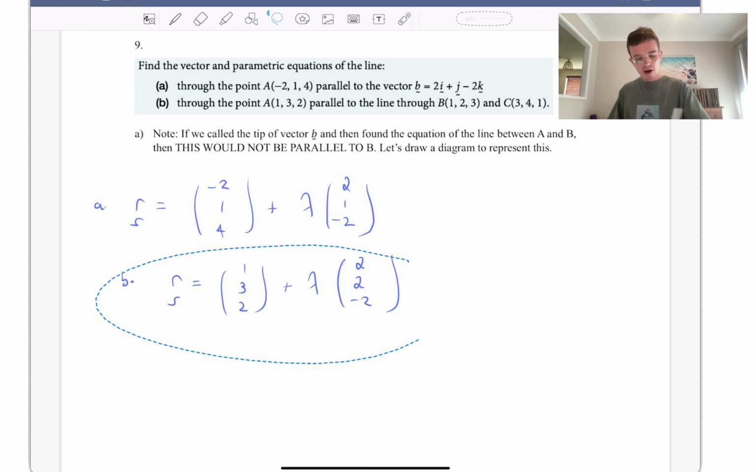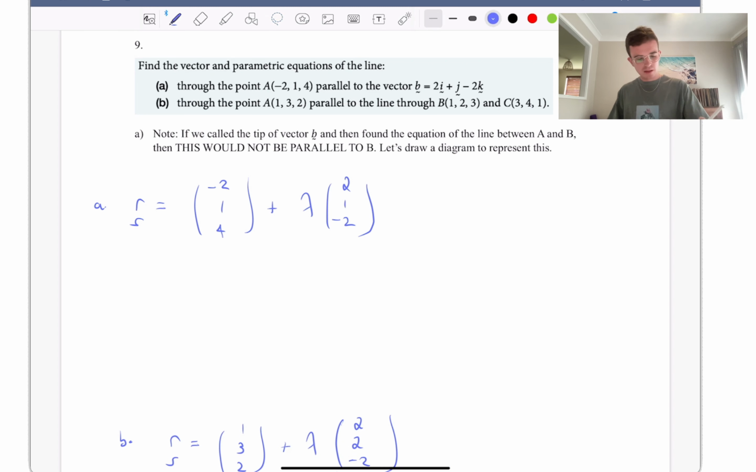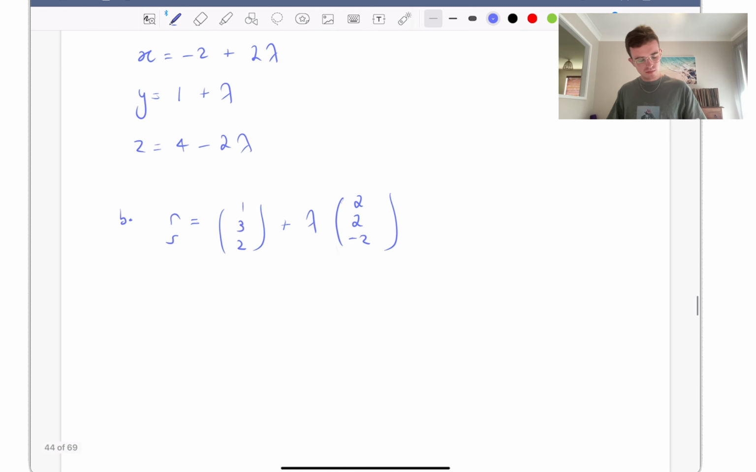Now we need to find the parametric equations. The parametric equation for part A is simply going to be x is -2 plus 2 lambda, y is equal to 1 plus lambda, and z is equal to 4 minus 2 lambda. Part B: x is equal to 1 plus 2 lambda, y is equal to 3 plus 2 lambda, and z is equal to 2 minus 2 lambda.